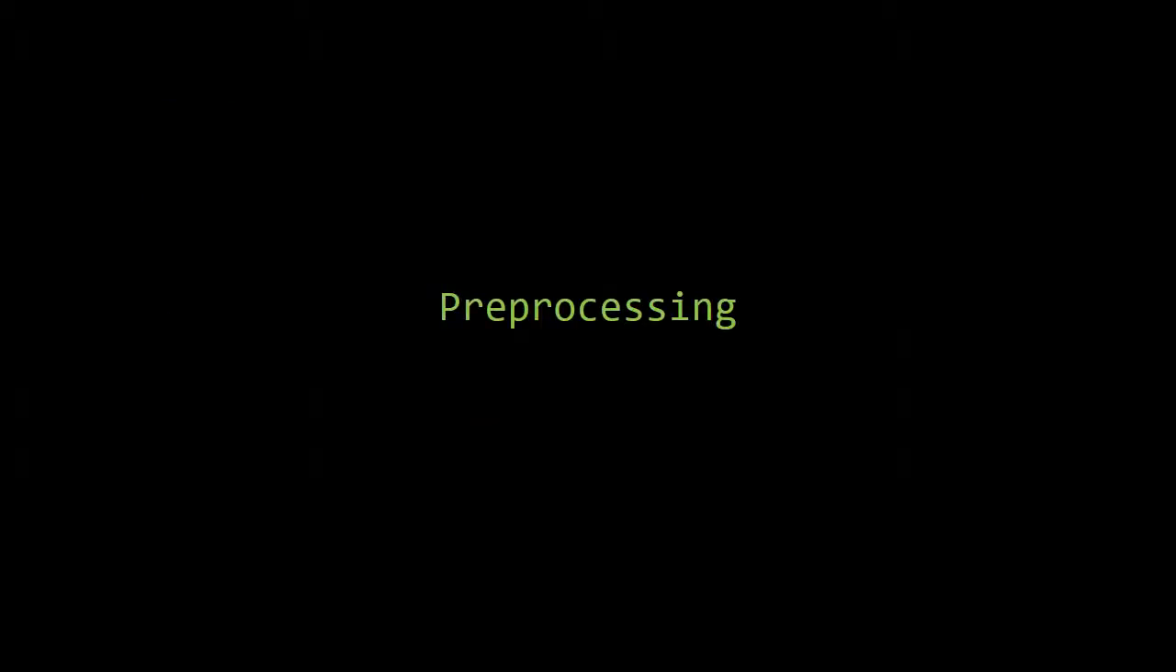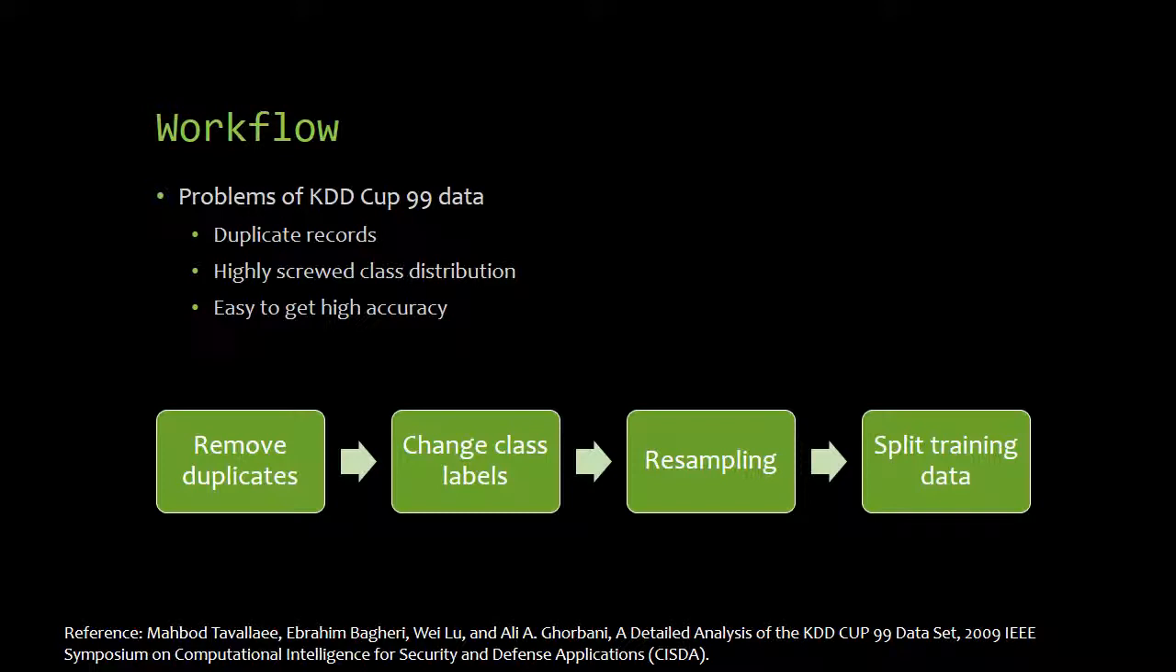Next is the data preprocessing. From the article provided by the professor, we know that there are 3 critical problems of KDD Cup 99 datasets. First one is duplicate records. The second one is the class distribution of the dataset is highly skewed. The third one is no matter which method you use, it is very easy to get relatively high accuracy. So it is important to make a definition of the evaluation of the performance.